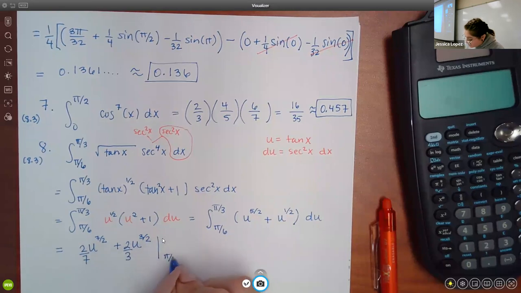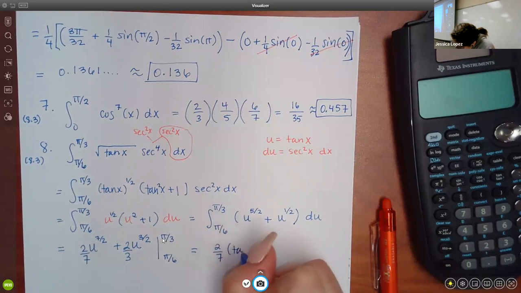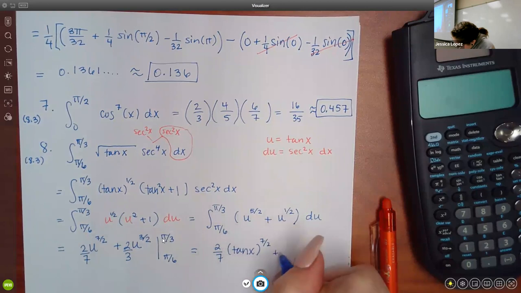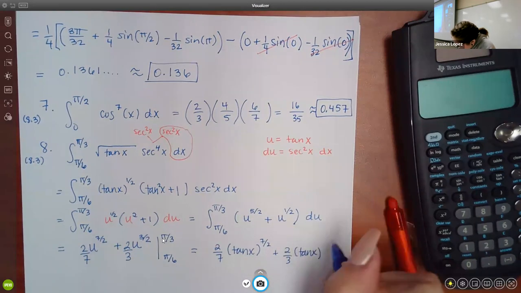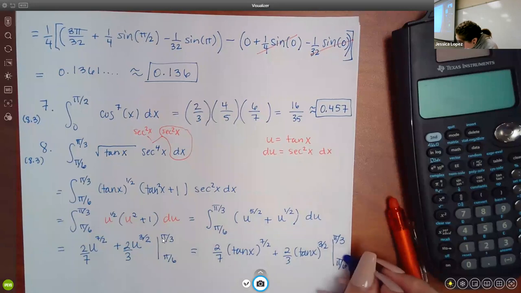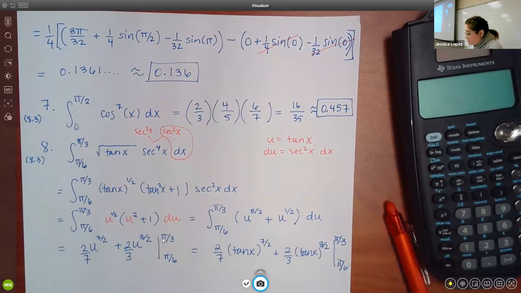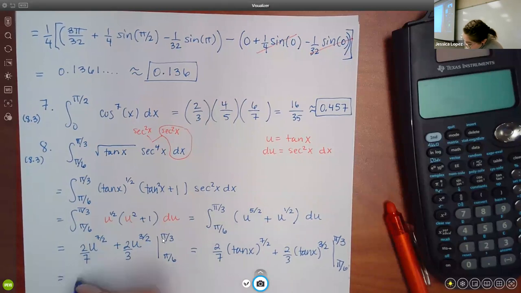And then I still have to evaluate, but I can't just plug in, because those numbers were for x, right? Not for u. So I'm going to go back and put in what I had. It should be tangent of x for u, and then tangent of x again for u. And then I'll be able to evaluate it from pi over 6 to pi over 3. So I've done all of the breakdown, right? I've actually shown the integral, and now we need to do that fundamental theorem of calculus. We're just plugging in the numbers, and then I'll go to the calculator.